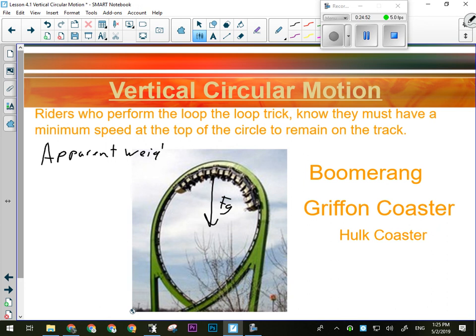Apparent weight is normal force. It's very easy to get a vertical circular motion question that says the person is moving this fast in a circle and their apparent weight is this many newtons. I have to remember that that means that's the normal force. I can always calculate their actual weight if I know their mass, and I might be solving for how fast they're going or the radius of the circle or something like that. Everyone with me on that?